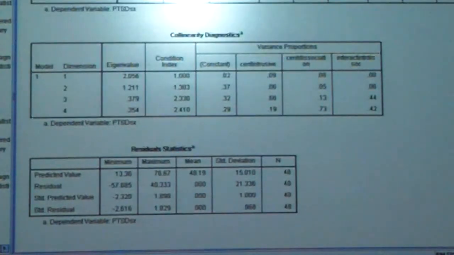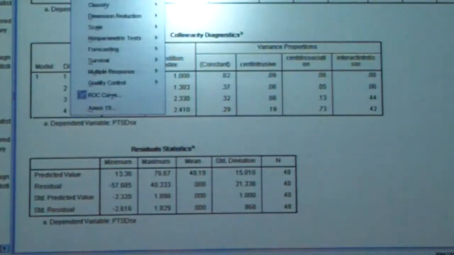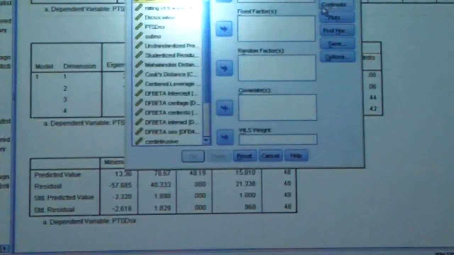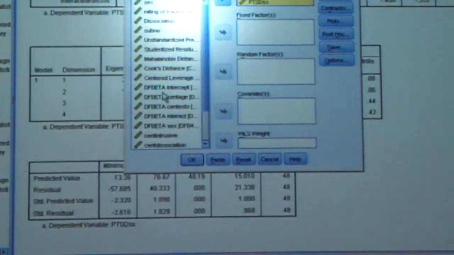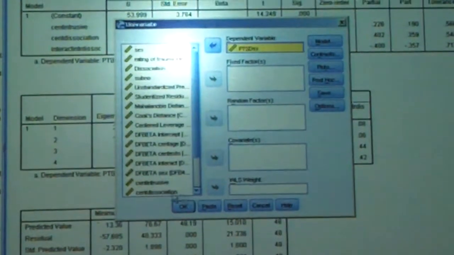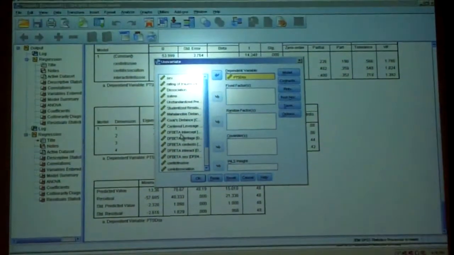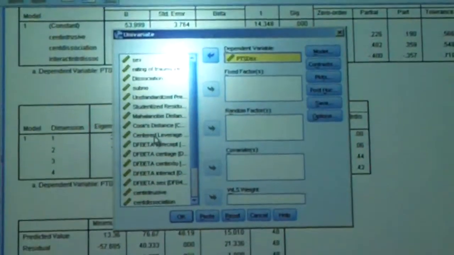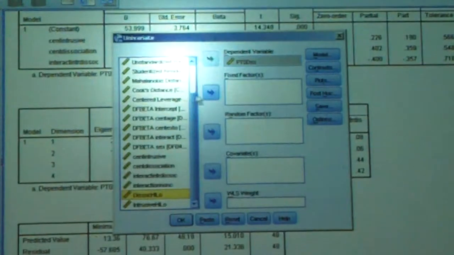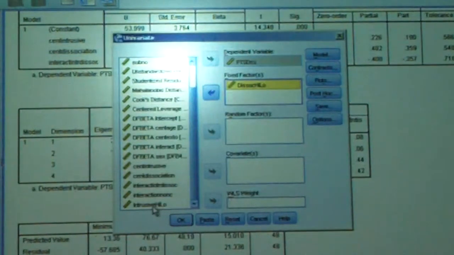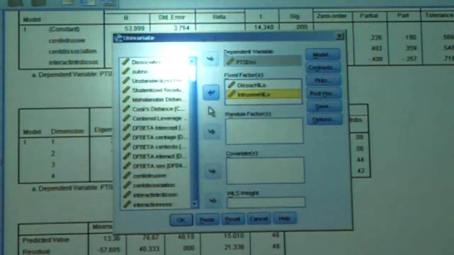Okay, so now I'm going to do an ANOVA just to get the graph, with general linear model, univariate. Dependent variable stays the same, but now I've created these variables which are called dissociative high-low and intrusive high-low, right?